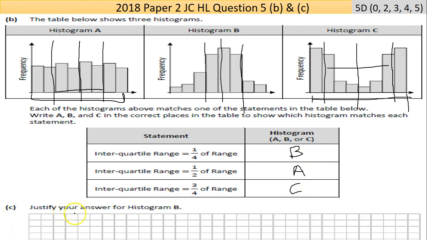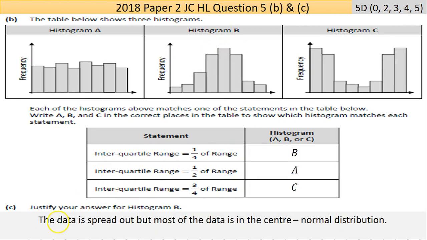Now, why did you pick this one for B? I'll go to the answer. So the data is spread out, which it is, but most data is around the center. If it's kind of clustered around the halfway point, it's going to be the lowest value.